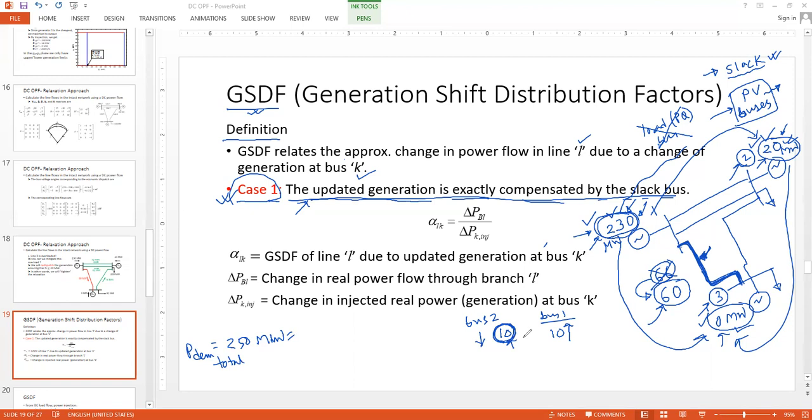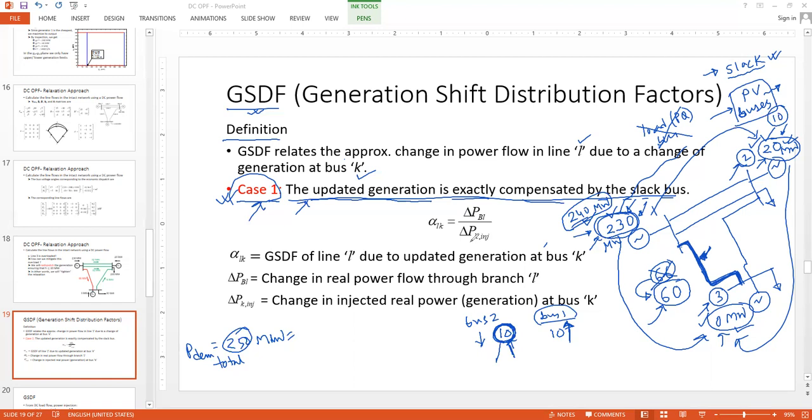So let's say, for example, my solution says we have to reduce or change 10 megawatt at bus 2. It could be a reduction or an increase, but now we say it is a reduction. That reduction of 10 megawatt will be supplied by the slack bus alone. So minus 10 at bus number 2, so it will become 10, and the slack bus will become 240. Let's say there is no change for the time being, so 0 remains as 0. In total, 240 plus 10, the 250 megawatt demand is satisfied. This is case 1.